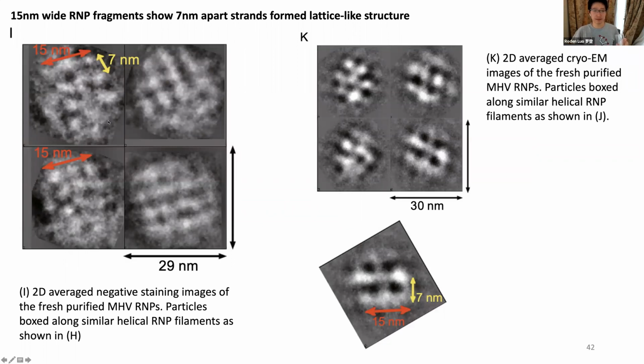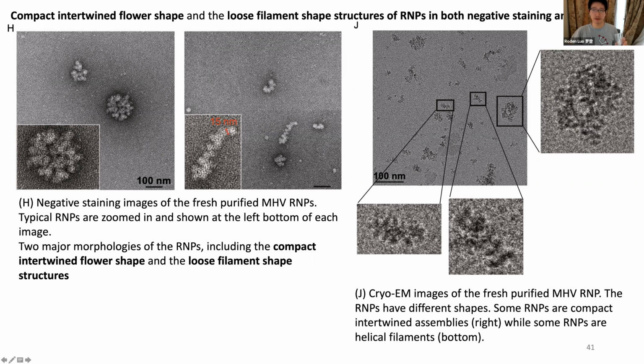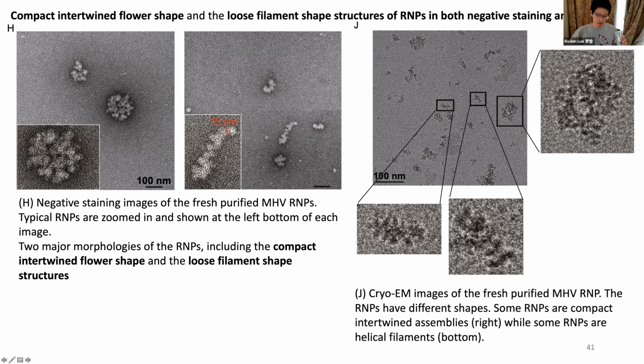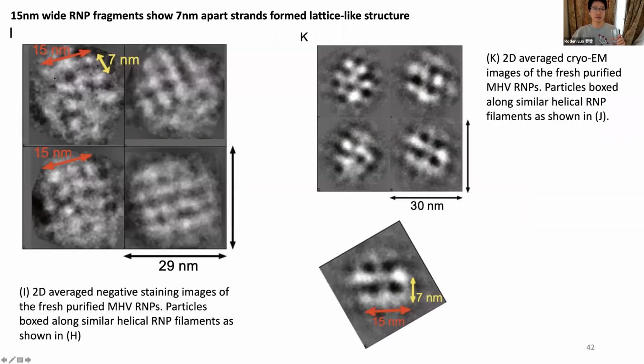If they further examine by moving a box through this strand, they then do some average analysis. They find the RNP fragments show 7 nanometer apart strands forming a lattice-like structure. So it's still 15 nanometer wide RNP fragments, and there are smaller strands, and the distance between each strand is 7 nanometer. The same thing is observed under EM. This one is negative stain, yes.